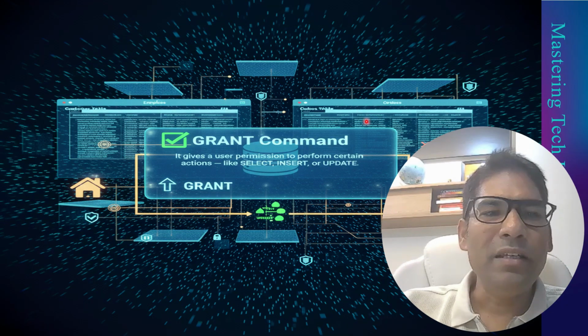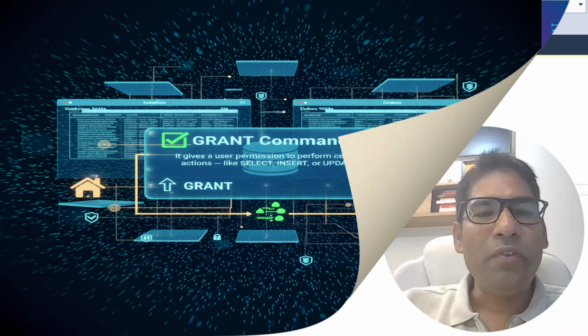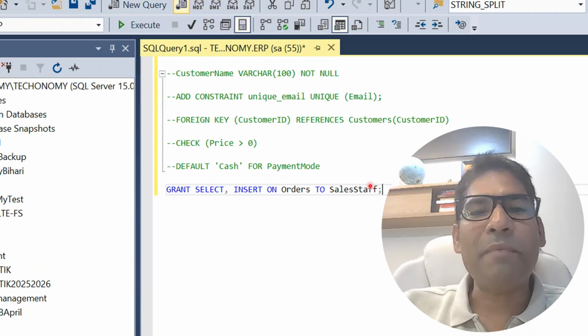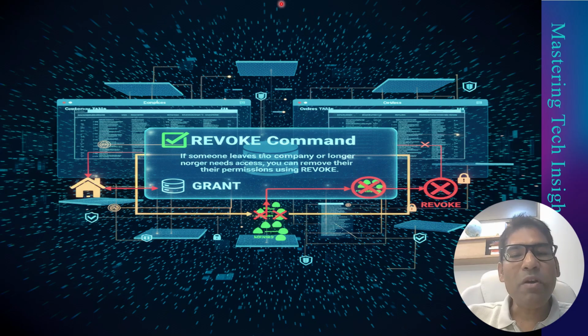The grant command gives a user permission for specific actions. For example, your sales staff can view and add orders, but should not delete them. Simple, safer and controlled. Revoke command.